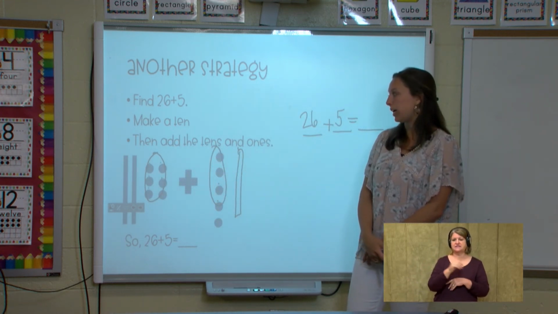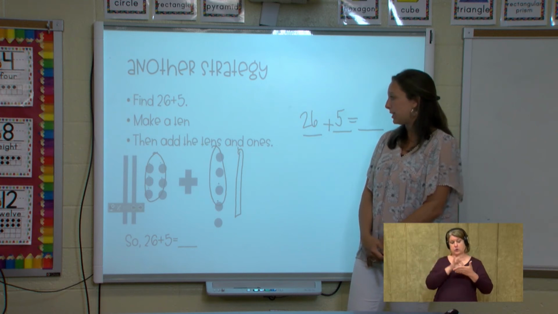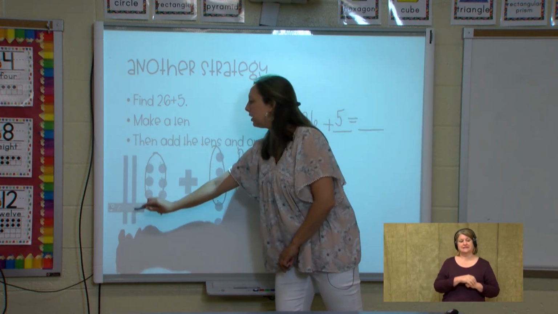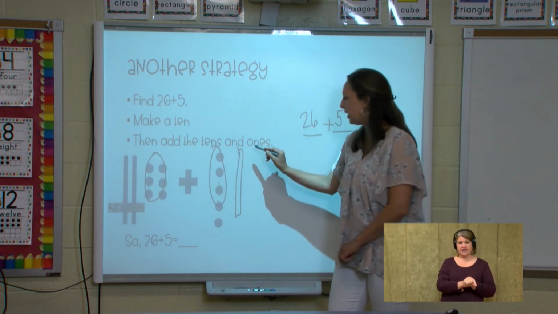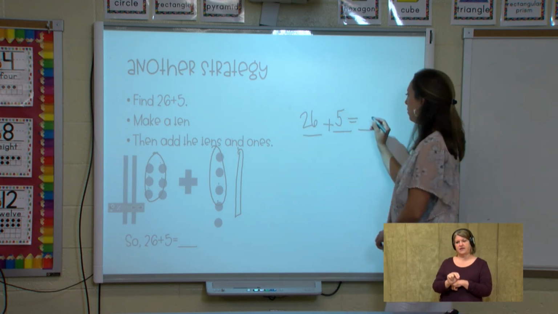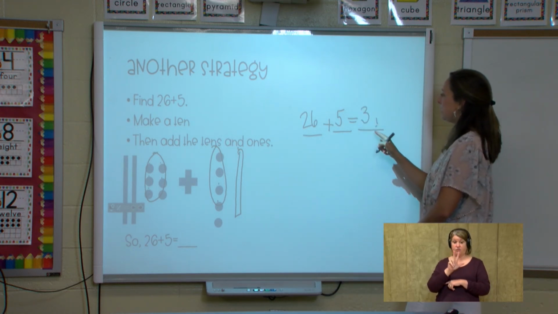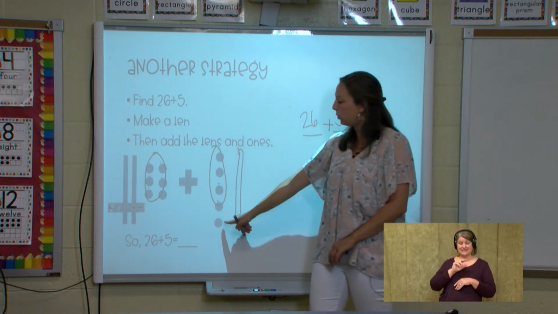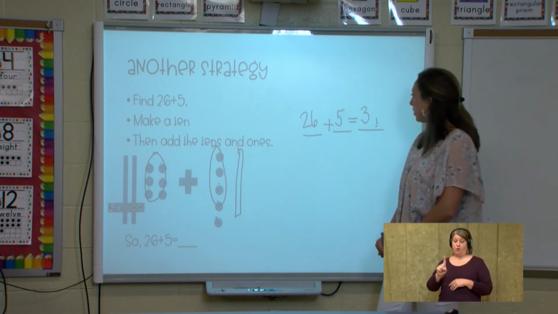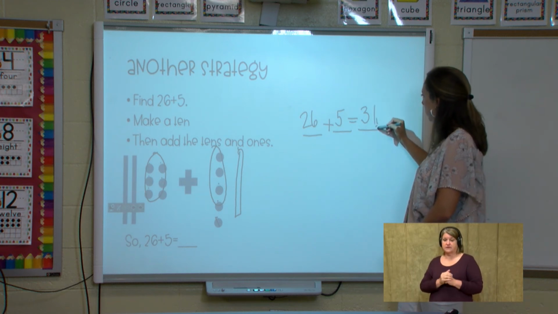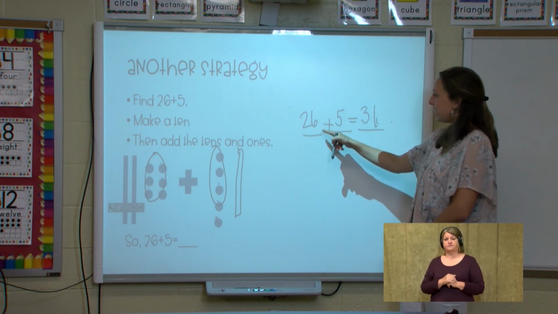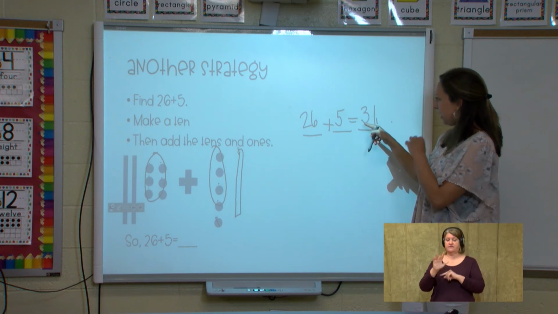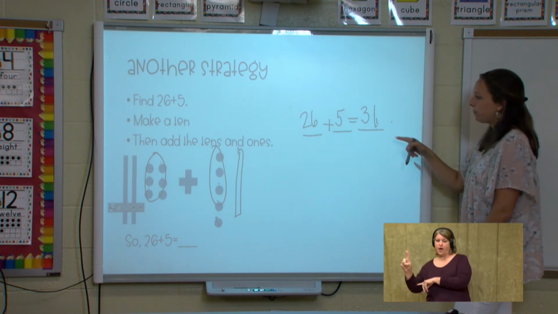Here we go. We're going to count our rods by tens. 10, 20, 30. My 3 is going to go in my tens place because I counted by tens. And then I had the 1 cube left over. So 26 plus 5 equals 31.